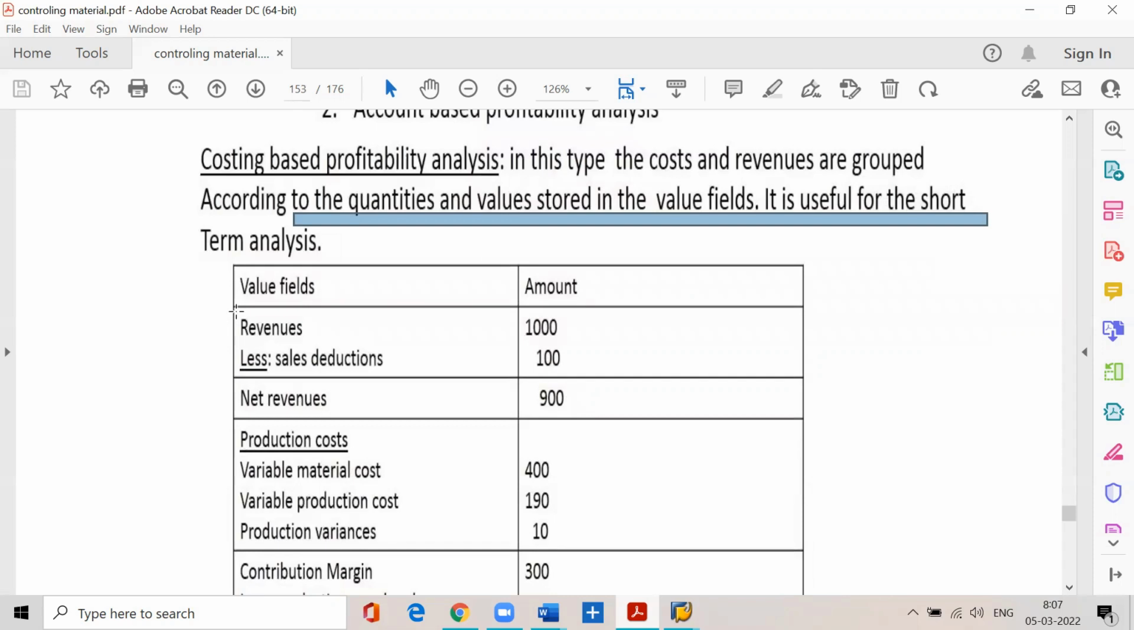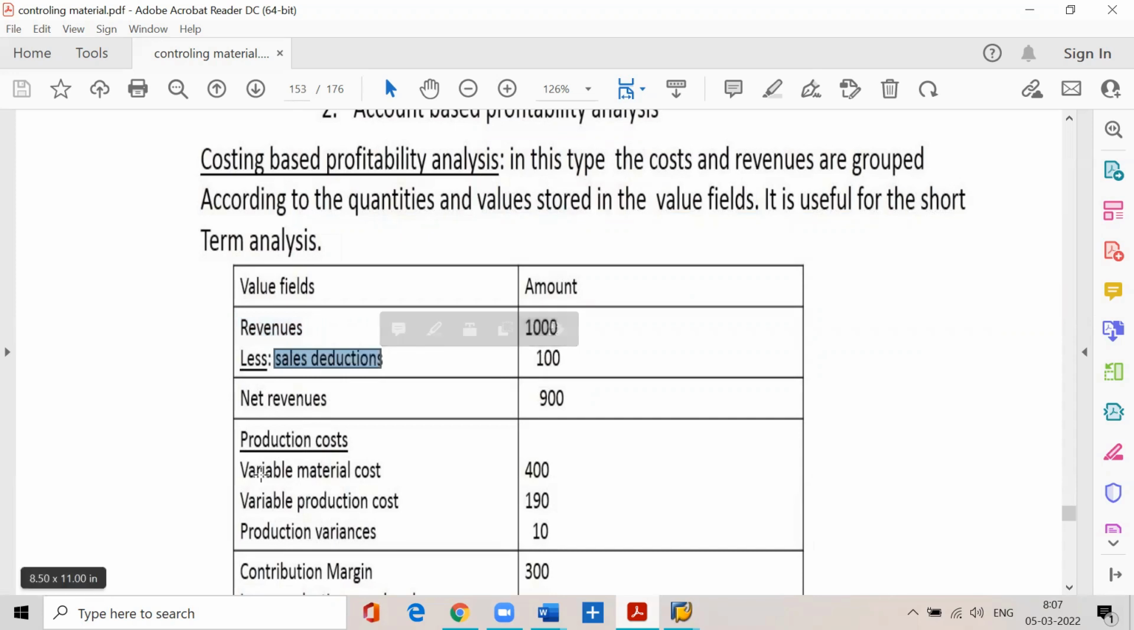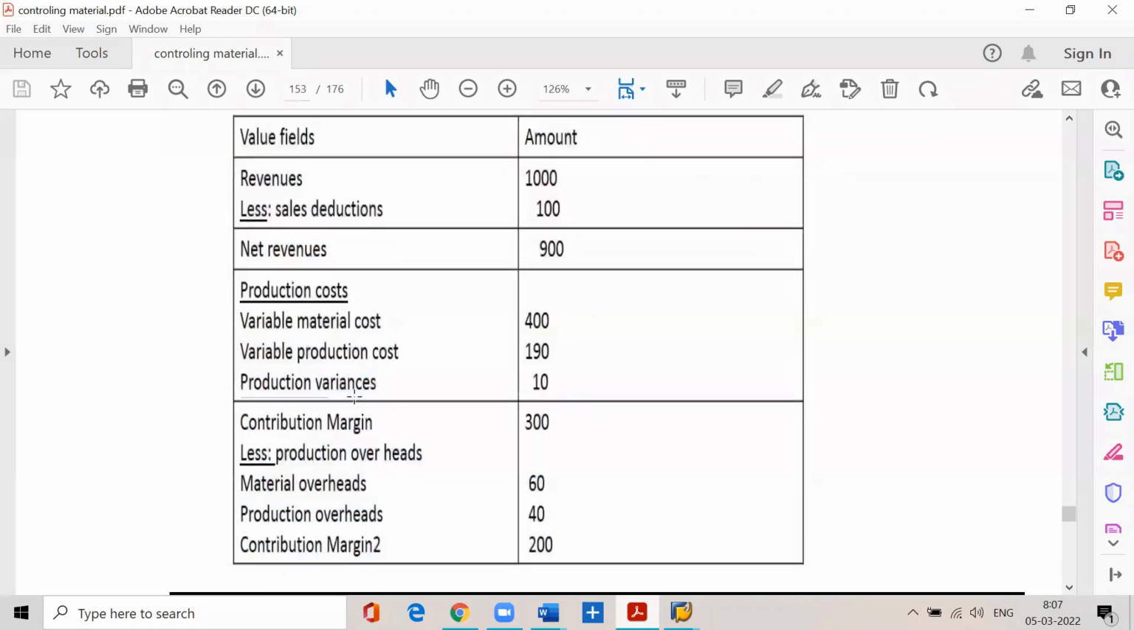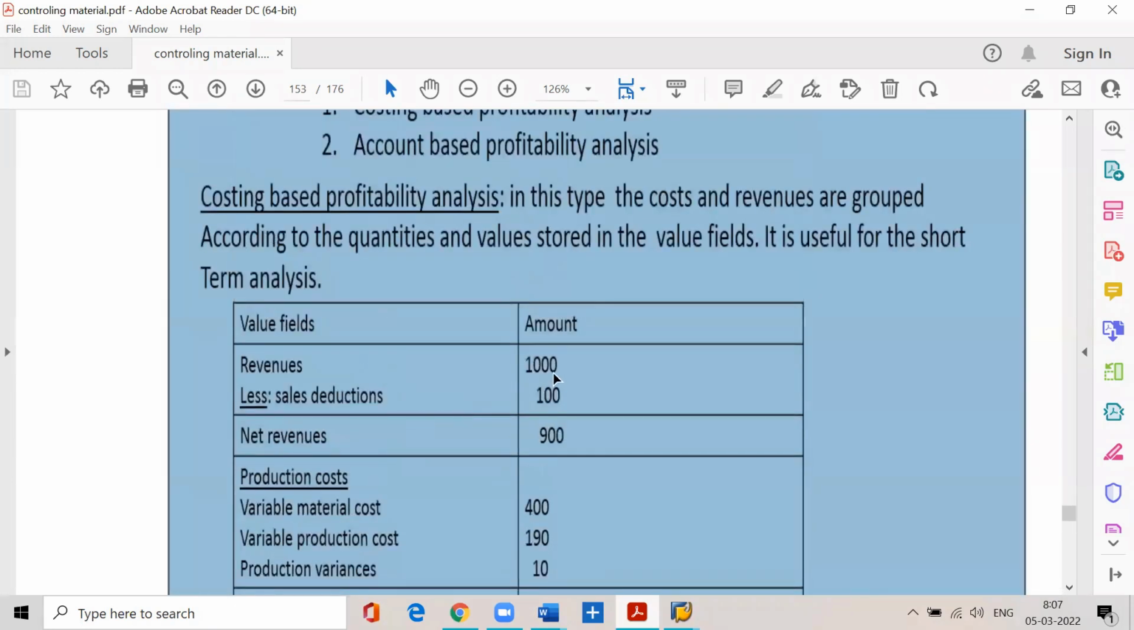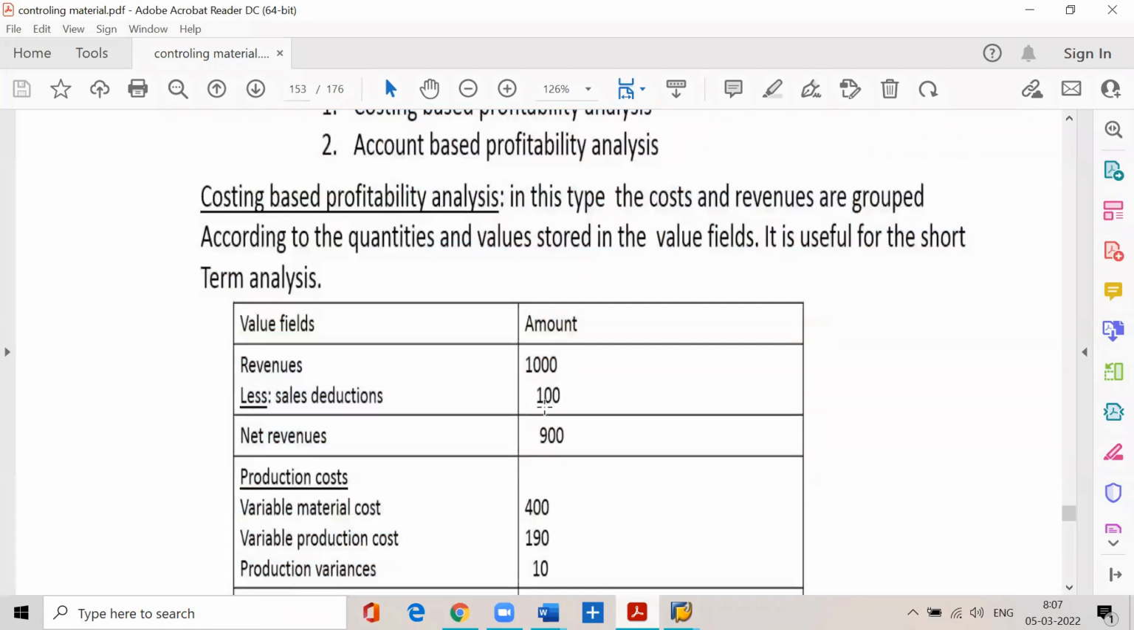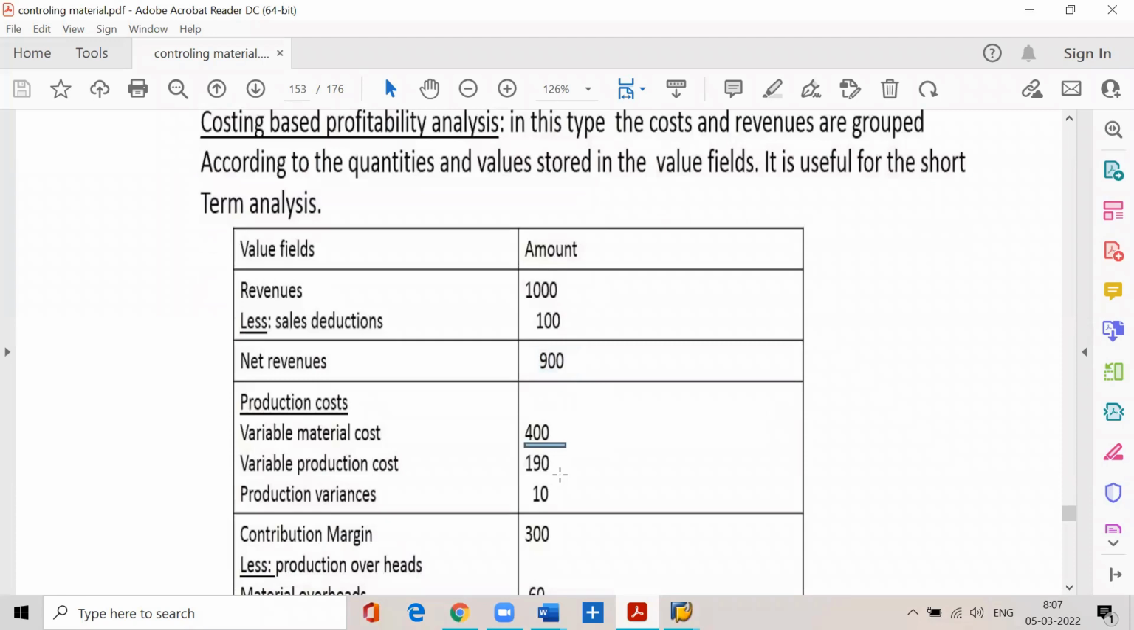Here, revenue is created as one value field. Sales deductions will be created as one value field. Variable material cost is one value field. Variable production cost is one value field. Production variances as one value field, like that. So revenue 1,000 less sales deductions. Sales deductions means the expenses incurred in the sales and distribution department, or the expenses which have the impact of reducing your sales revenues. Then 900 is the net revenue. From the 900, material cost 400, variable production cost 190 rupees, production variance 10 rupees. All these are created as value fields.